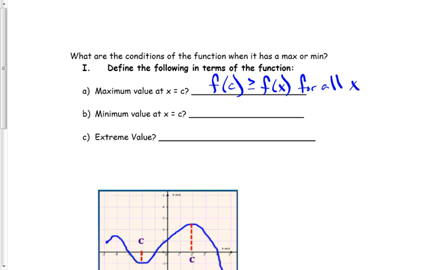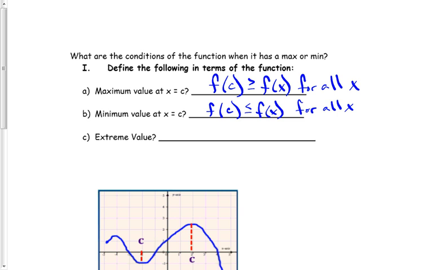Similarly, a minimum value occurs if f of c is less than or equal to all f of x for all x. Why do I put the or equal to there? You could have multiples. Okay? But the other thing, too, is that c is an x value. So its own value can't be bigger than itself. It's got to be equal to itself. So that's another way of looking at it. Okay?